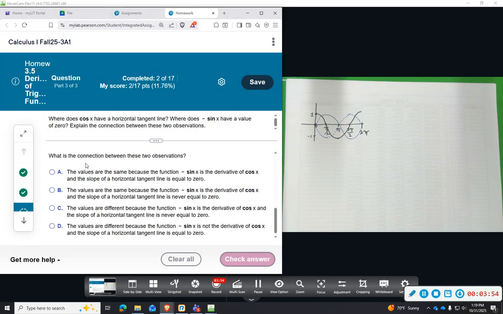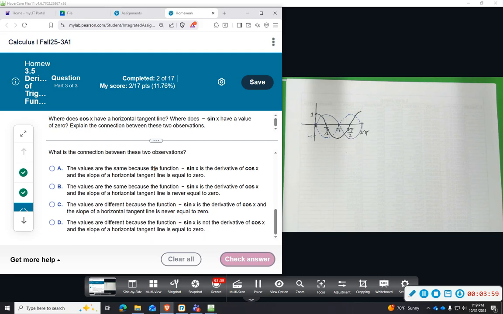And then, what is the connection between the two? So the values are the same because negative sine is the derivative of cosine, and the slope of a horizontal tangent line is equal to 0. So this is the one that's going to describe what's going on. We looked in the text and we showed that the derivative of cosine is negative sine. Since those two are derivatives of each other, one is the slope of the tangent line, and it's going to be 0 at every high point here on the black line, which corresponds to when that dotted blue line is at 0.